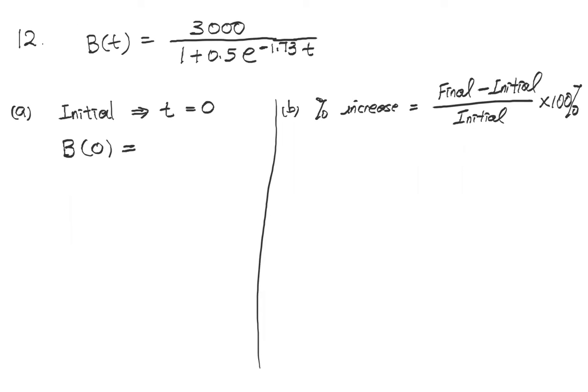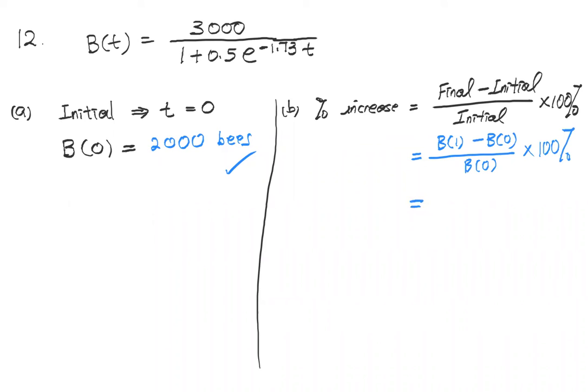Okay, so you just call out your Y1, put in 0. So that gives you 2000 bees. Done, 1 mark. Okay, for this one, you write B1 take away B0, divided by B0, times 100. You just need to write this one down. Then key into your calculator like that. Go to your main screen. Y1(1) take away Y1(0).